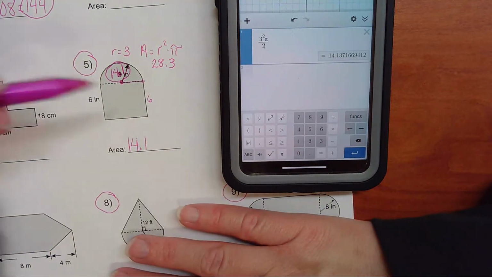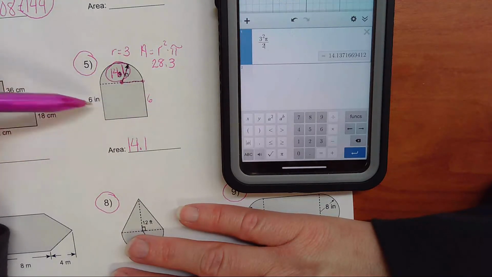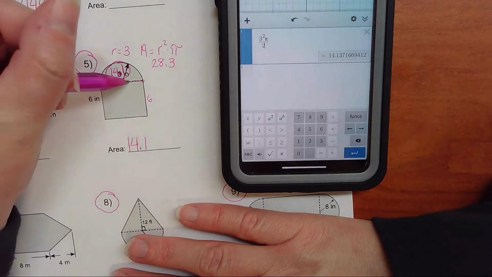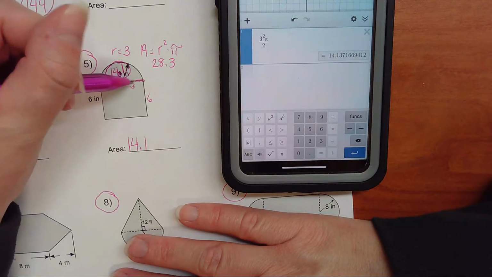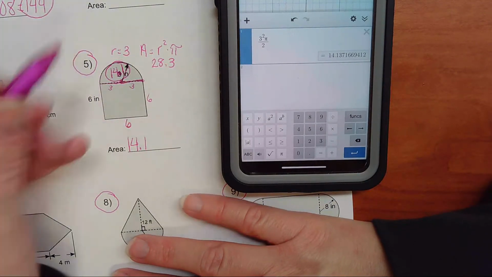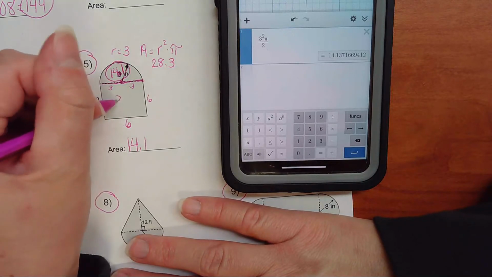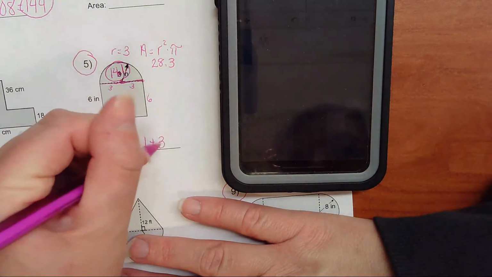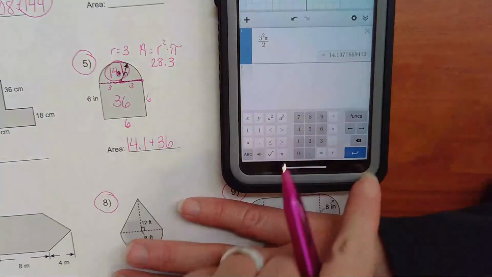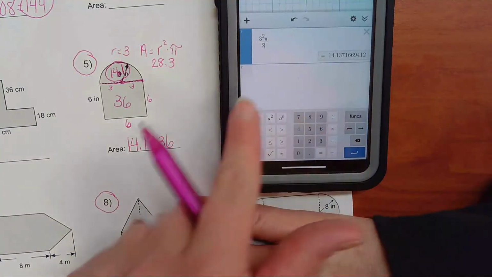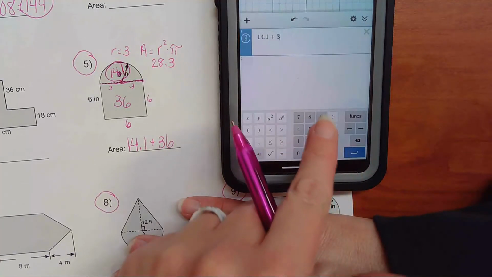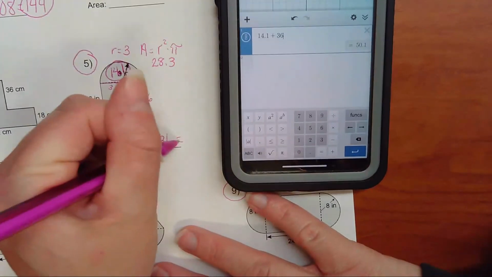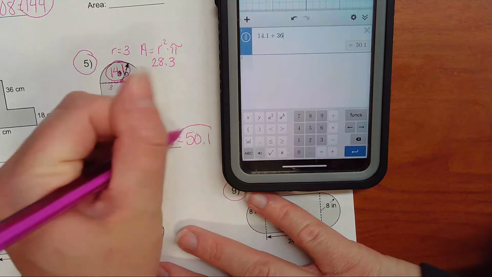Then I need to find the area of this. It actually ends up being a square. So from here to here is 3, which means from here to here is also 3. So the entire length is 6. So we just do 6 times 6, which is 36. So then you just take your 14.1 plus 36, and you get an area of 50.1.